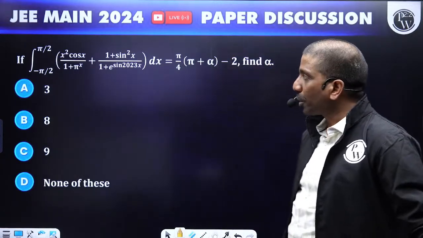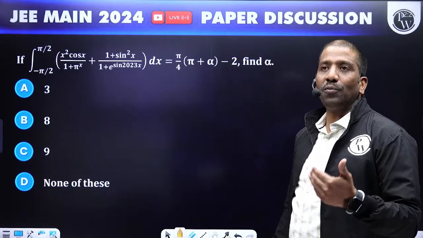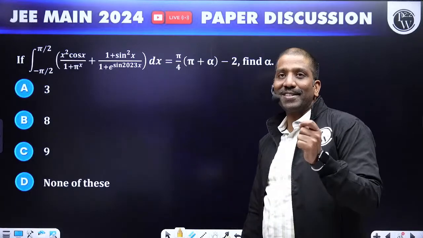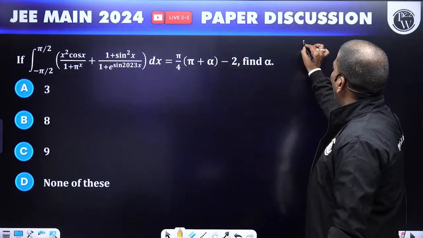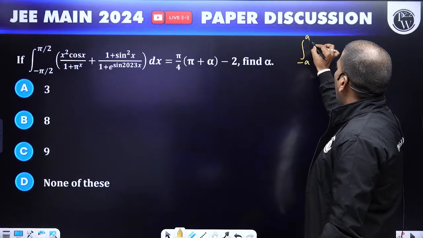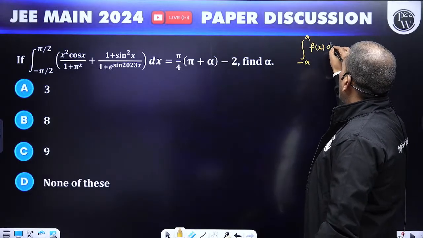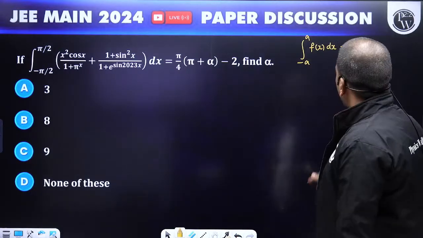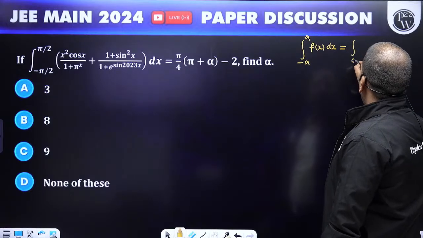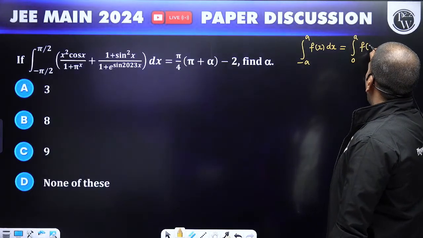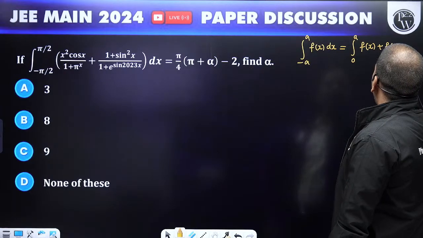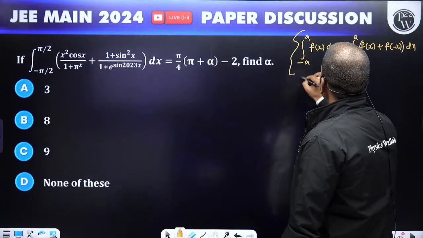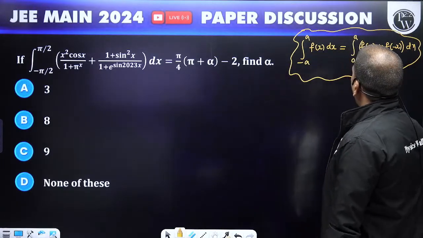Next, another most repeated model, one of our favorite models from definite integration, which is nothing but minus a to a f of x dx. If it is even or odd, we will write 0 to a, direct form, f of x plus f of minus x dx. This is the most repeated form for our preparation.